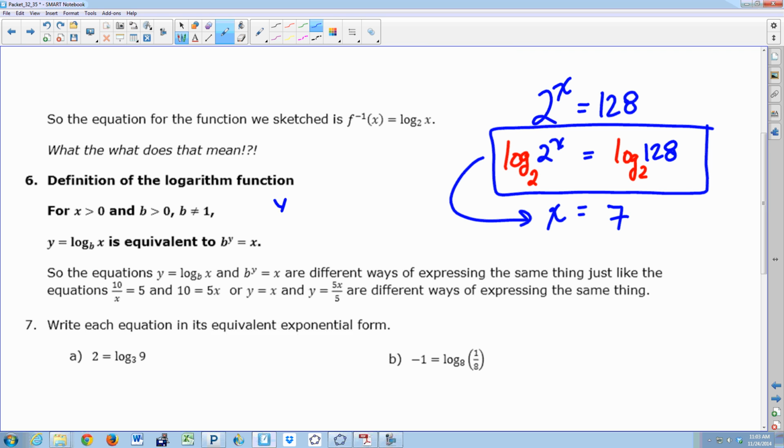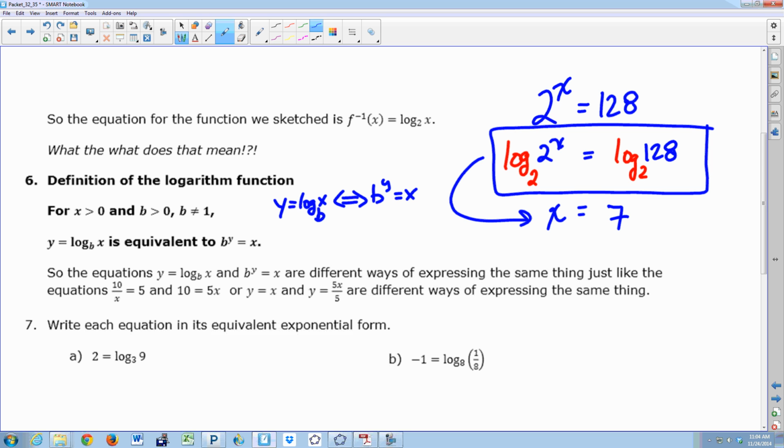So you will develop the ability to go from one form to the other. Notice I'm being very positive here. You'll be able to go from exponential form to log form and log form to exponential form. Okay, you'll have lots of practice going between these two forms. Those two equations are exactly the same.